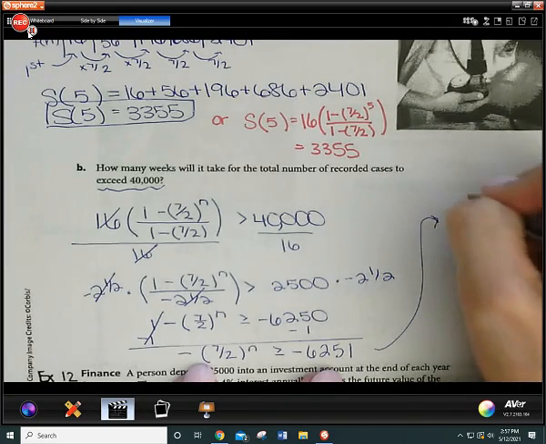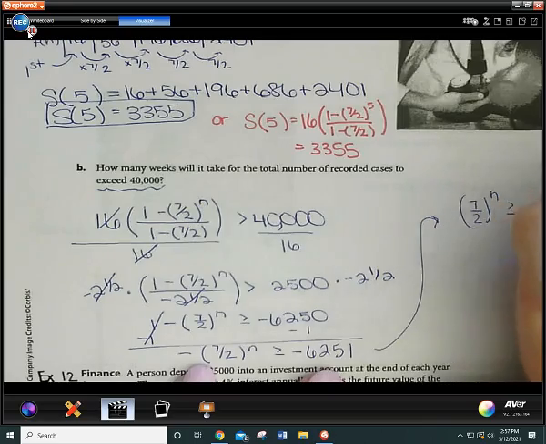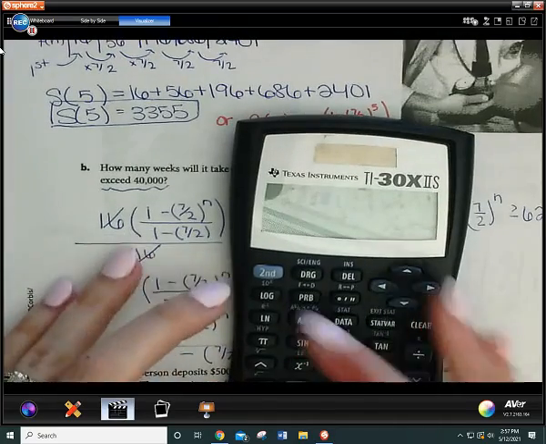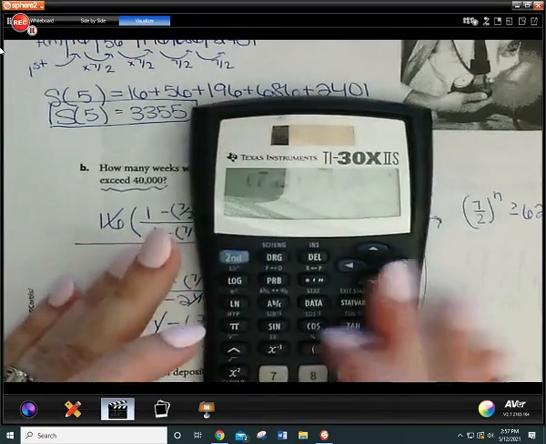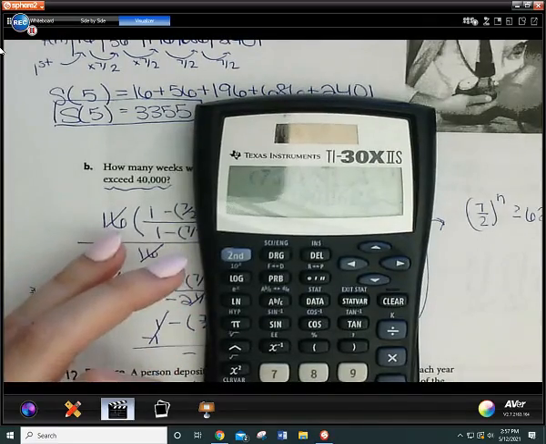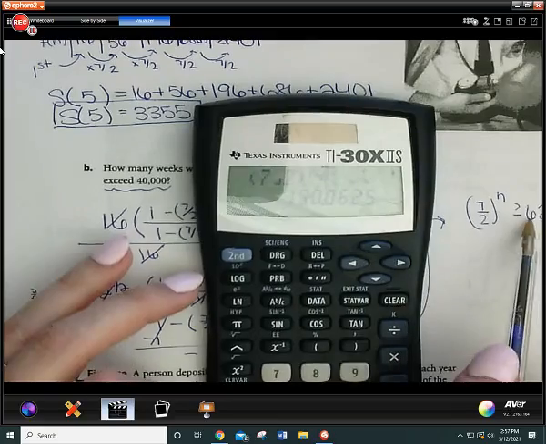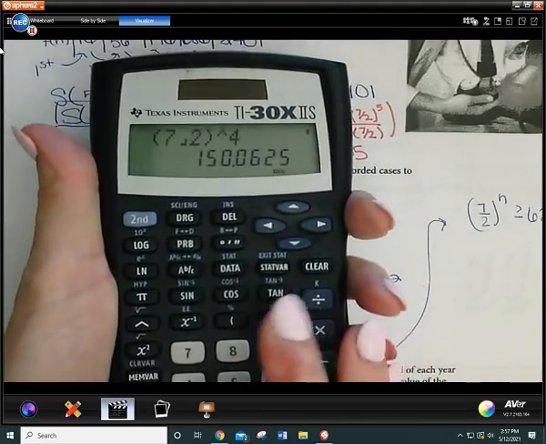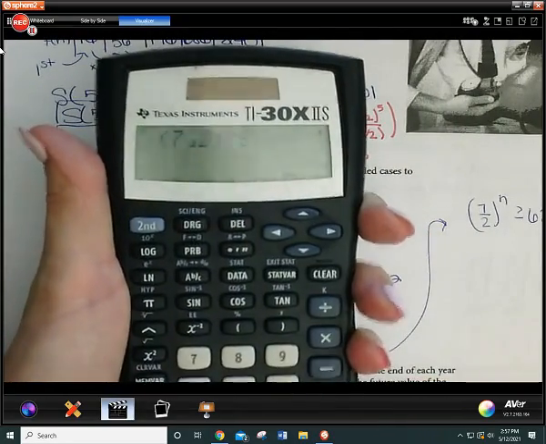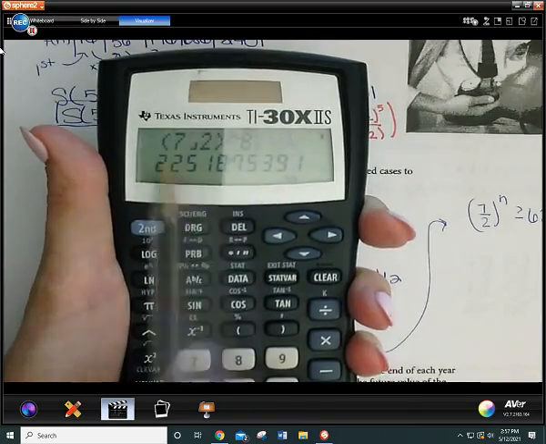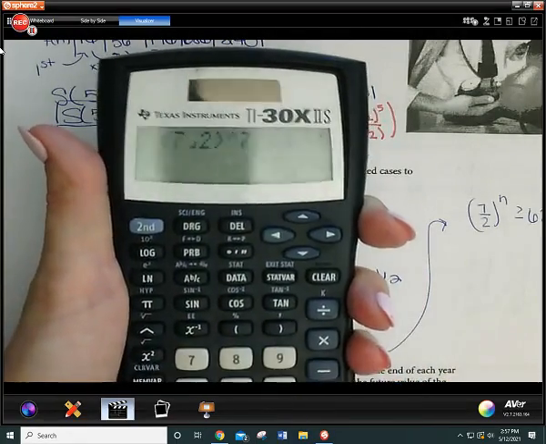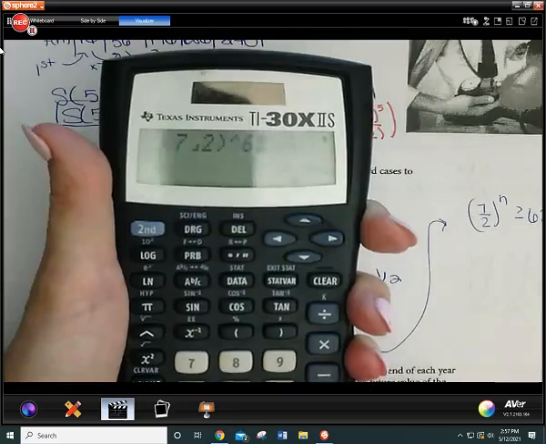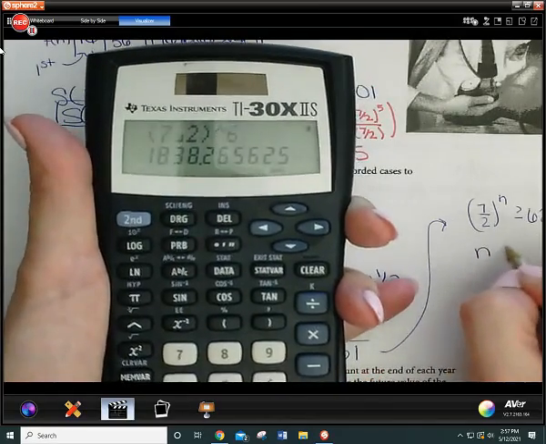So I want to see when is 7 halves to the n going to be greater than or equal to 6,251. So grab your calculator, 7 halves, and start taking it to some exponent. I'm going to just plug in a 4 and try that out. So that is not greater than 6,251. Okay, so I'm going to backspace. Let's try 8. Okay, that's definitely higher, but let's try something smaller. 7, that's bigger. Okay, but if I plug in a 6, that's under, so the n would have to be 7.